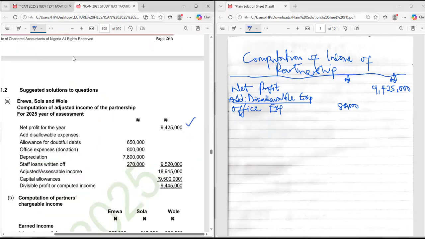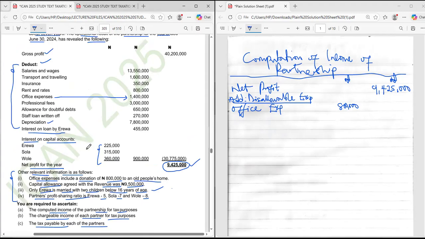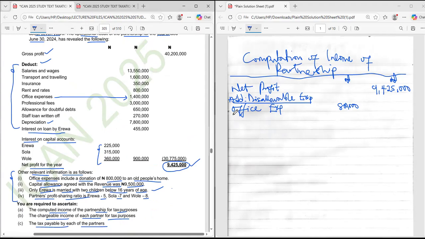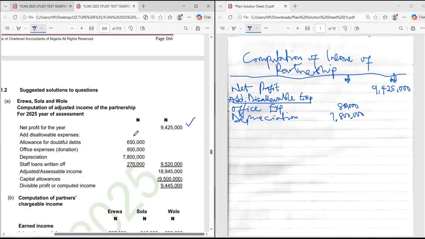Balance sheet. Where is the balance sheet? This is the question now. No, we have depreciation. You know, we're going to add back depreciation. You get 7.8. So let's tick them as we are doing them here too. So we have this and this. So let's go.